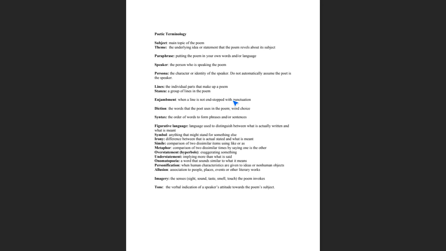As we approach Valentine's Day, know how often we use the heart shape to symbolize love. That's a symbol. Irony is the difference between what is actually stated and what is meant. This can be debatable because people could read things differently.